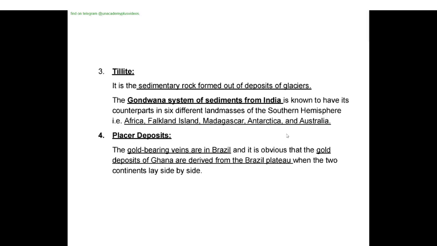Third, tillite. It is a sedimentary rock formed out of the deposits of glaciers. The Gondwana system of sediments from India is known to have its counterparts in six different land masses of the southern hemisphere, that is, Africa, Falkland Island, Madagascar, Antarctica, and Australia. Placer deposits. The gold-bearing veins are in Brazil, and it is obvious that the gold deposits of Ghana are derived from the Brazil Plateau when the two continents lay side by side.